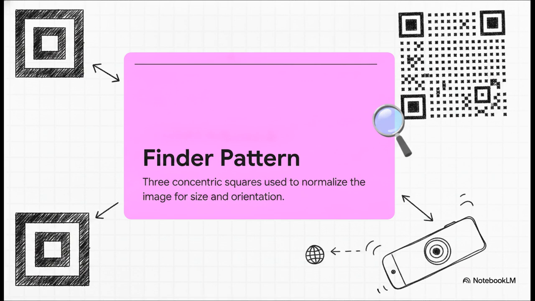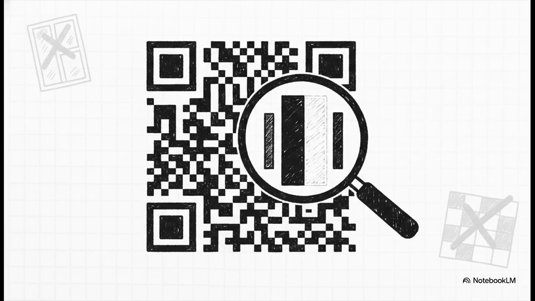Those 3 squares instantly tell the software exactly where the code is and which way is up. But you might be wondering, how does a scanner distinguish those specific squares from, say, a square window on a building in the background of your photograph, or a checkerboard? Well, the engineering here is profoundly brilliant.